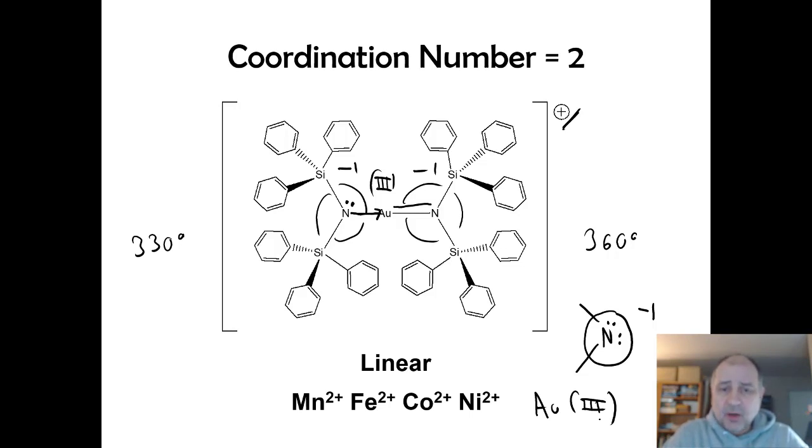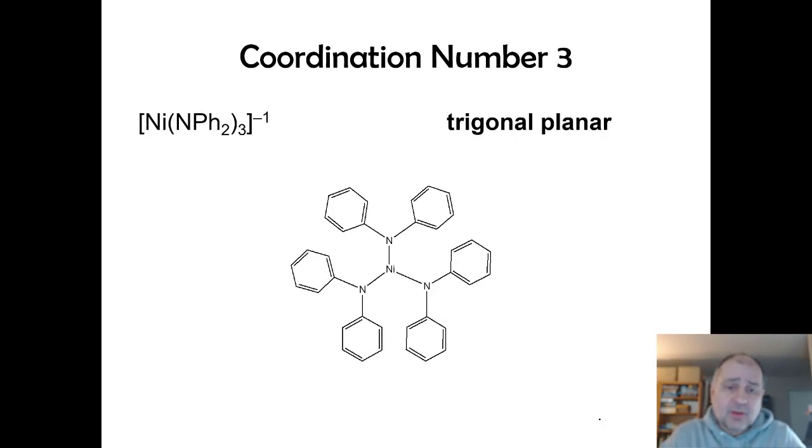Again, I just want to point out that coordination number 2 is fairly rare. Much more common is coordination number 4 and then 6, but I said we go in a row. So coordination number 3 would be trigonal planar. Could also be pyramidal, but it happens to be trigonal planar for the most part. Again, we have amides here, so the oxidation state of nickel here would be 2. This is a nickel 2 compound.